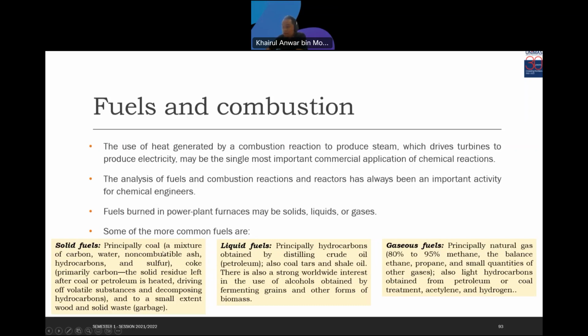Solid fuel is principally coal or coke. Another solid fuel is wood and solid garbage. For these two, it falls under gasification. Liquid fuel is principally hydrocarbon obtained by distilling crude oil. Gaseous fuel is natural gas, such as methane or propane.